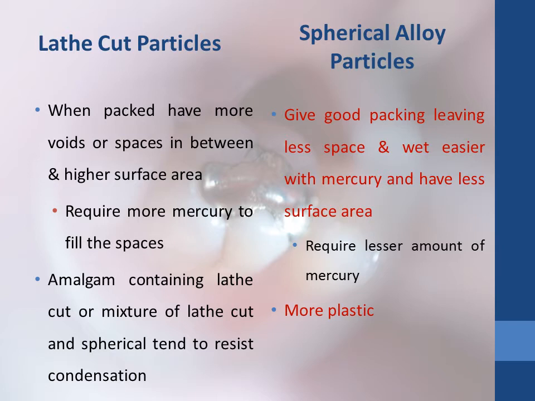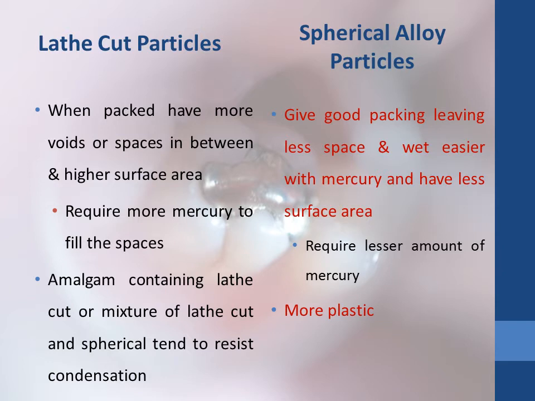Let's look at the difference between lathe cut and the spherical alloy particles. This is also a very commonly asked question. So lathe cut particles when packed have more voids or spaces in between them, because obviously they're irregular and have a higher surface area. Hence, as a result, they require more mercury to fill the spaces.